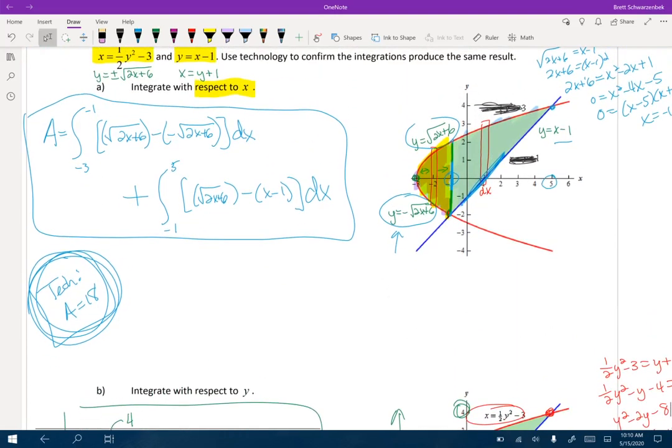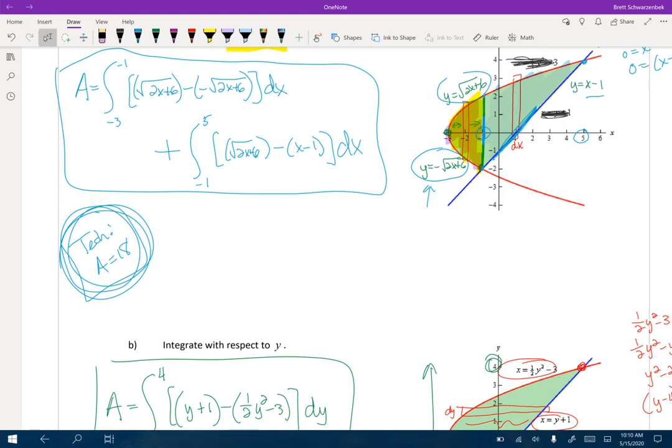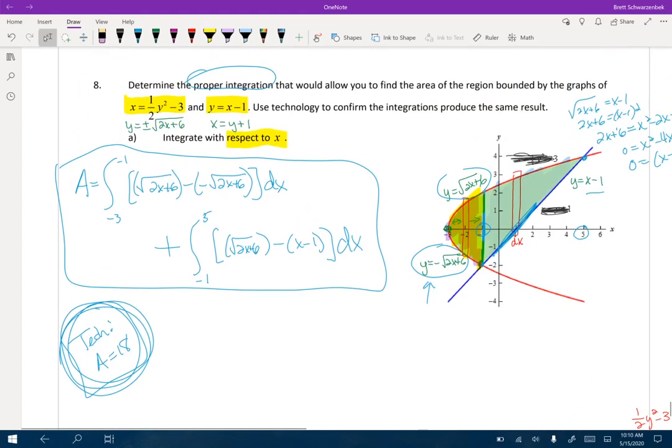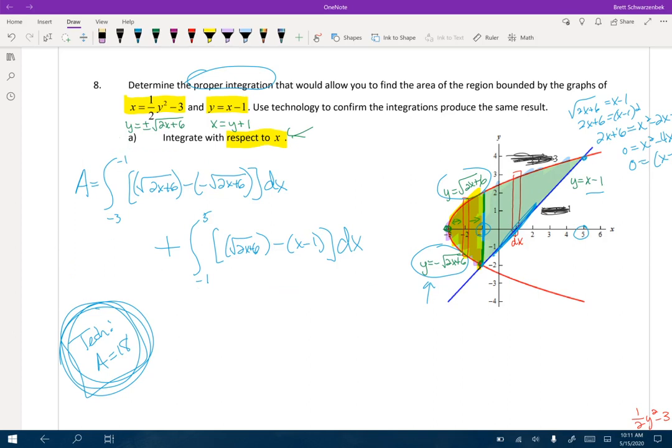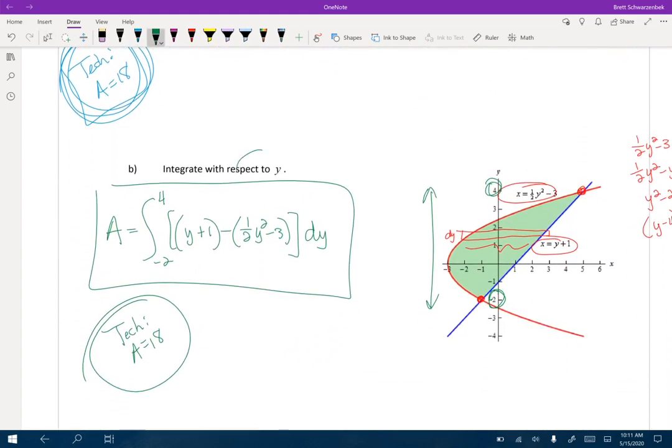And just to point out, notice real quick what I was talking about before. Biggest mistake that students make in this section is interchanging variables. So if this is with respect to x, every variable in this entire equation and every limit in the entire equation is an x value. All of it. All an x value. Whereas if we go down here, this is with respect to y. Every variable is a y variable. Even the limits are in terms of y, 4 and negative 2. It's very, very important that you get that.